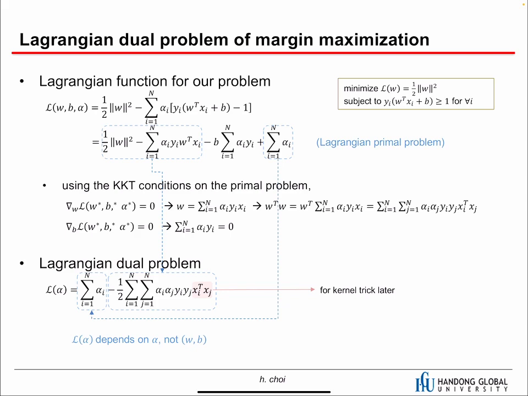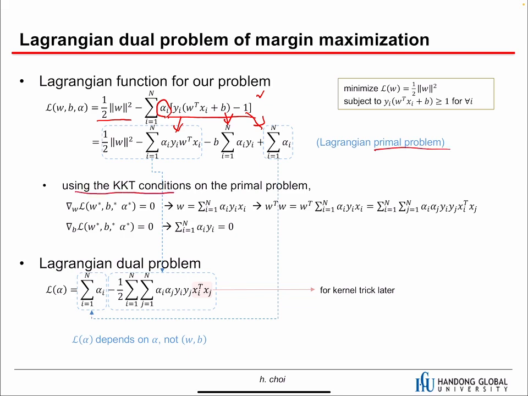Okay, so when we use a Lagrangian function for the SVM problem, we have the objective function and we have the constraint, and then we have Lagrangian multipliers. And then we can rearrange this term. So we have here, and we have here, and we have this one. Okay, so this one is a Lagrangian primal problem. So we just formulated the objective function and the constraint with the Lagrangian function. Okay, so it's the primal problem.